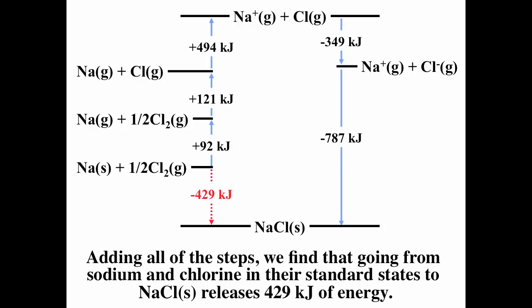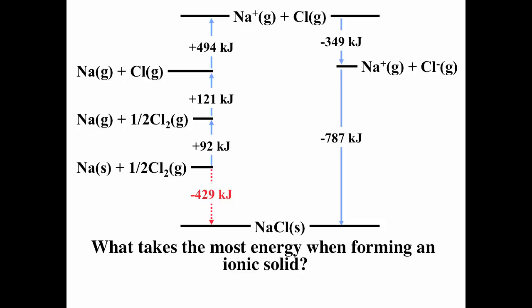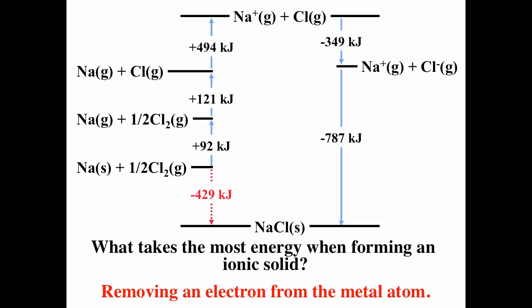And so the ionic solid is more stable than the sodium metal and the chlorine gas. And that's why ionic solids form, because they tend to be more stable. Now again, this is not the process by which the ionic solid is formed, but it gives us an idea about the energetics, what costs energy and what releases energy. So what takes the most energy when forming an ionic solid? Well, if we look at it, we see it's the ionization of the metal. Removing an electron from the metal atom took 494 kilojoules of heat.